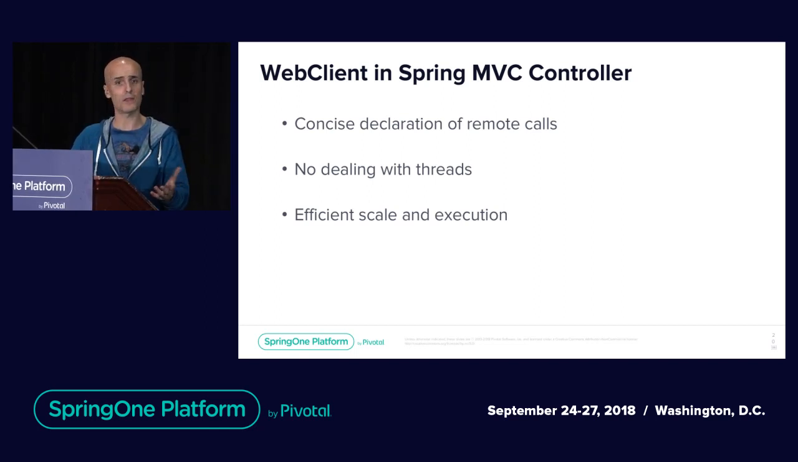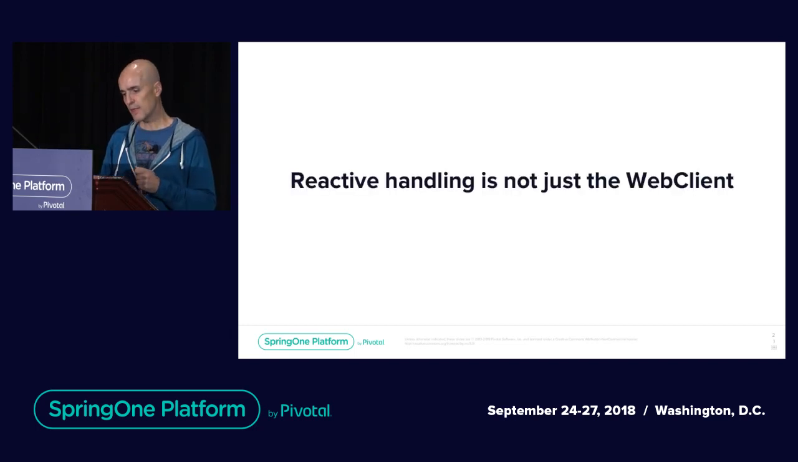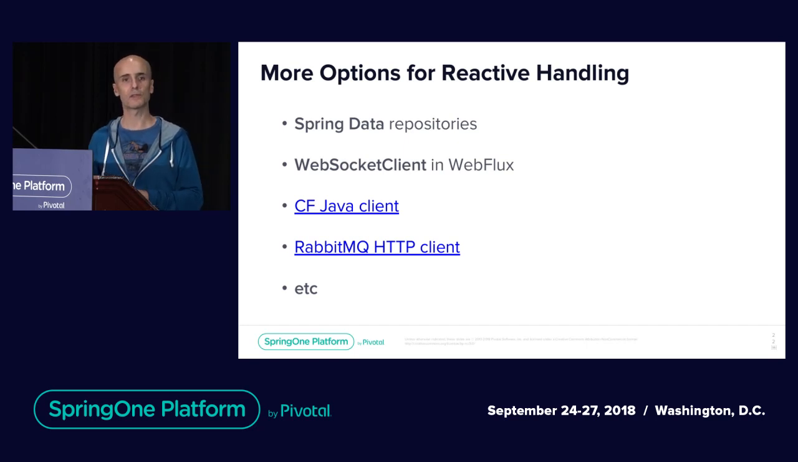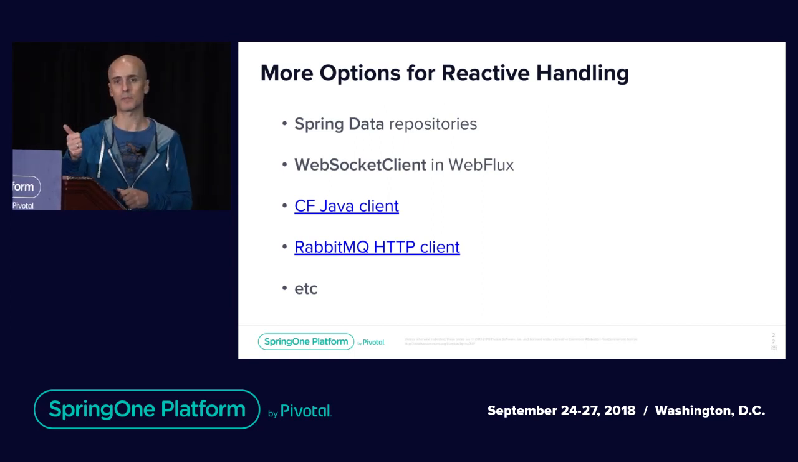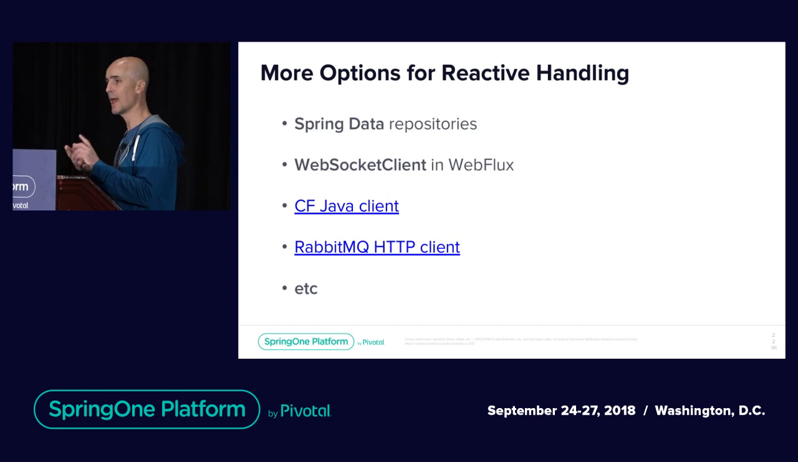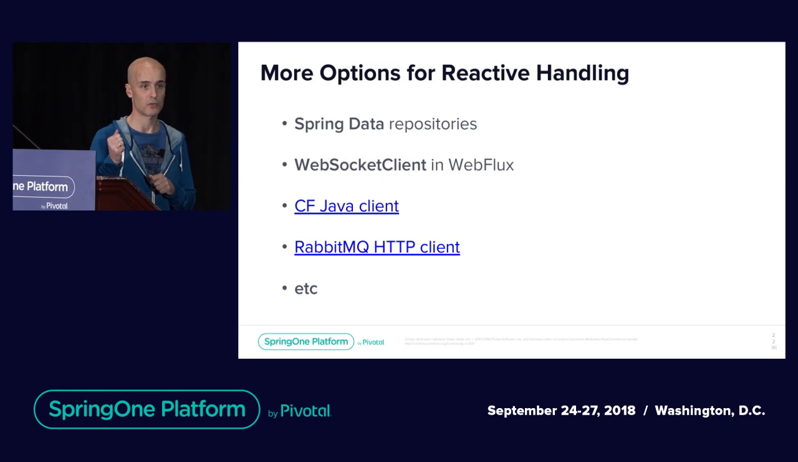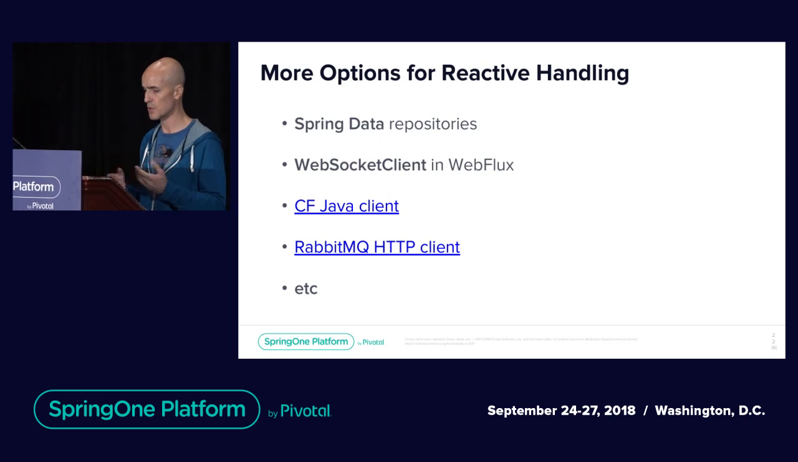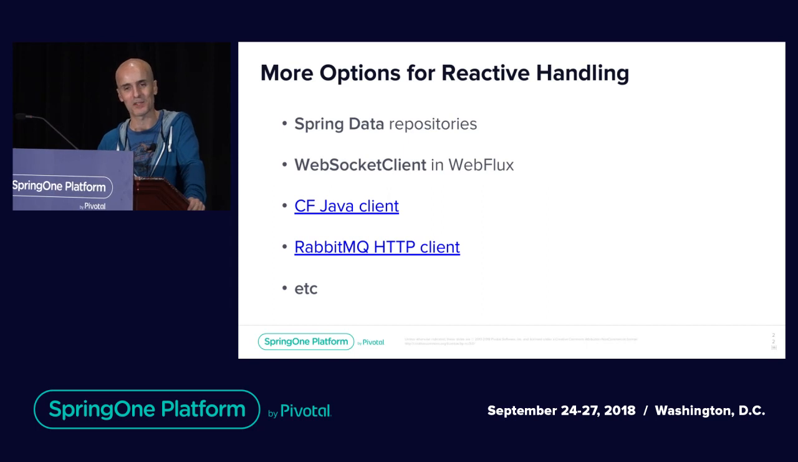And of course, with the web client, you automatically get efficient scale under load, and it's using only 4 threads, again depending on the core. The reactive handling is not just the web client. We have Spring Data repositories. As you know, Spring Data has MongoDB support, Couchbase, Apache Cassandra, and Redis out of the box. And we have some more exciting news in that area coming tomorrow, so be sure to look for that in the keynote tomorrow morning. And there are also talks, so if you look at the schedule, it's actually there. It's not a complete secret.